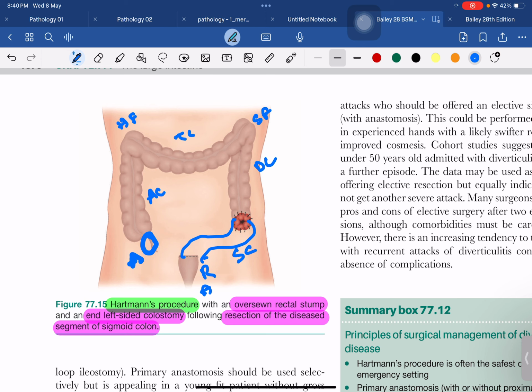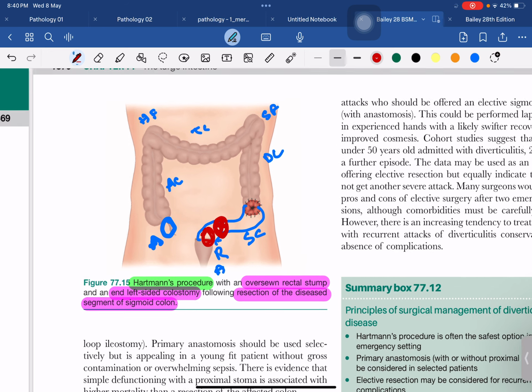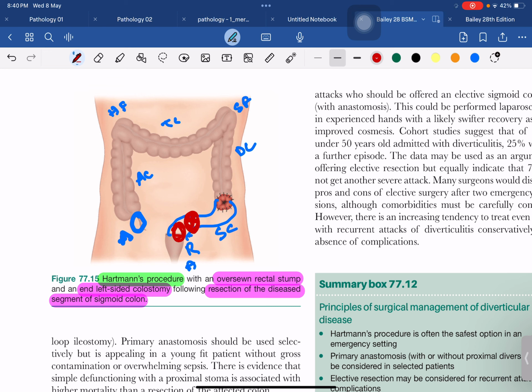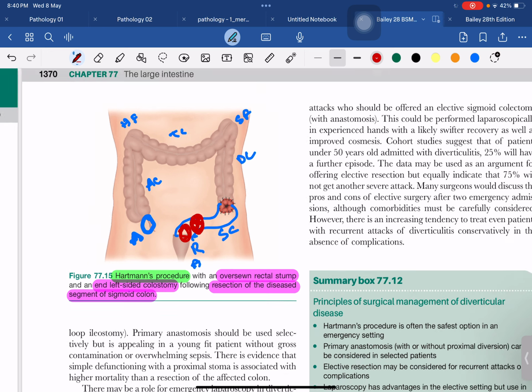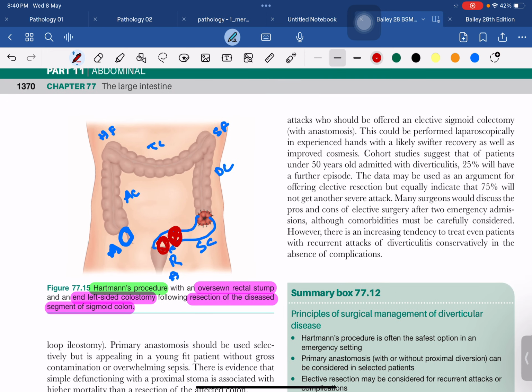So what happens in emergency conditions? Suppose there is a growth in the sigmoid colon or a growth in the rectum. An emergency develops, meaning there is a chance of developing intestinal obstruction. In this condition, to relieve the intestinal obstruction, first of all we have to do the bypass, and this option is usually known as the Hartmann procedure.